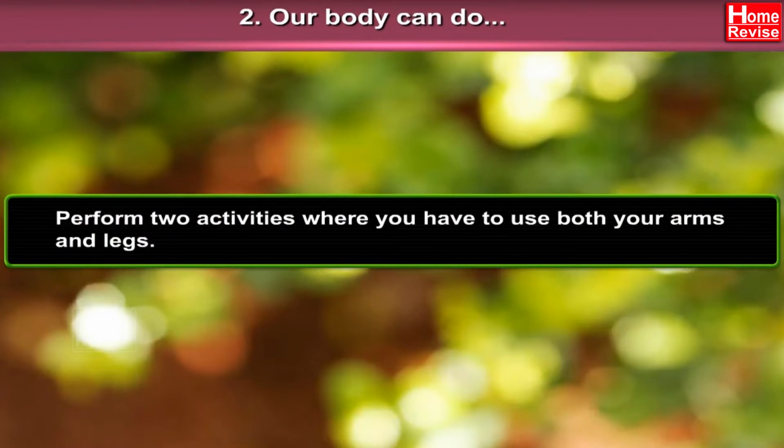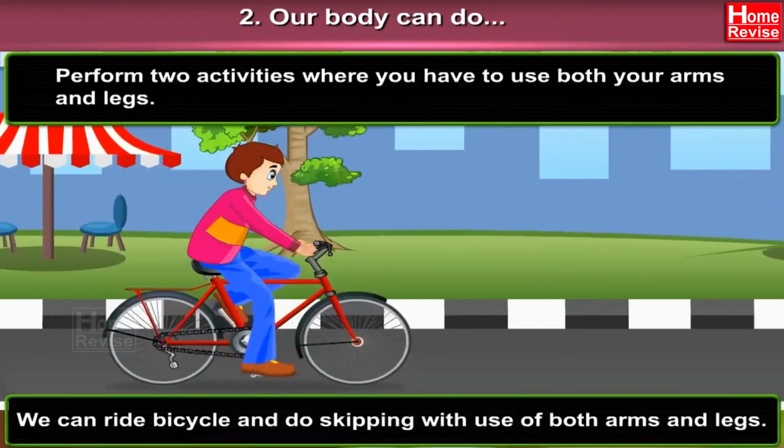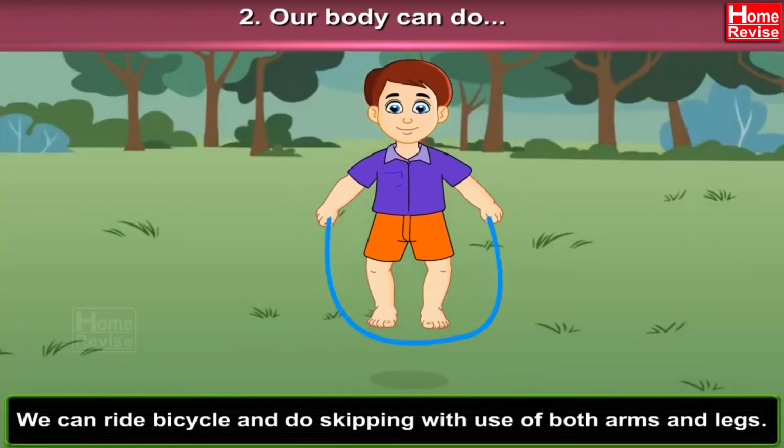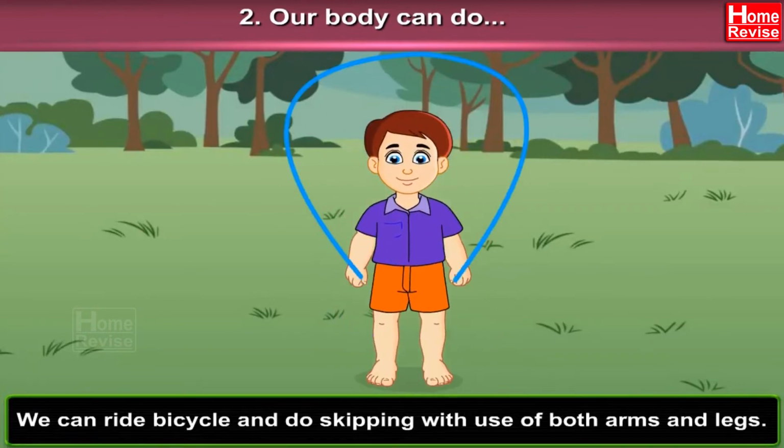Classroom activity. Perform 2 activities where you have to use both your arms and legs. Can you think of such activities? We can ride a bicycle and do skipping with use of both arms and legs.